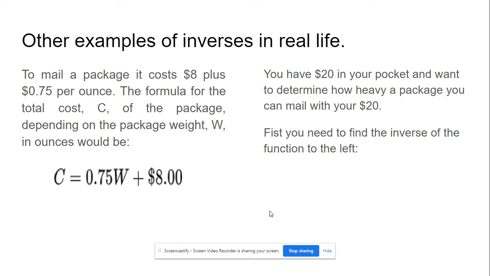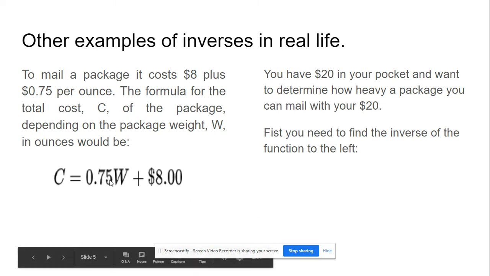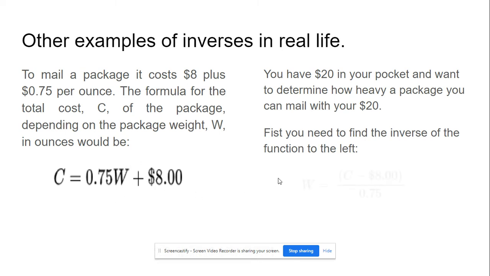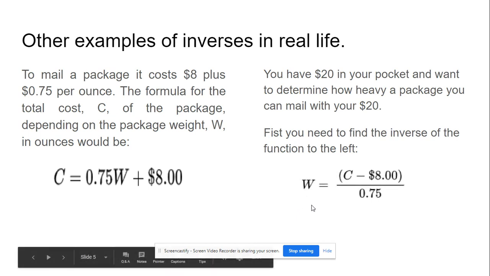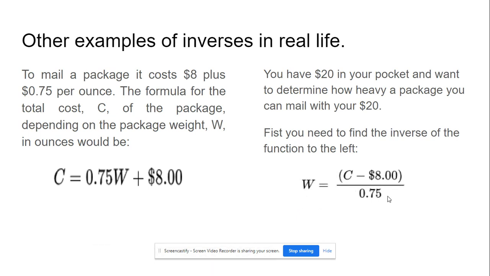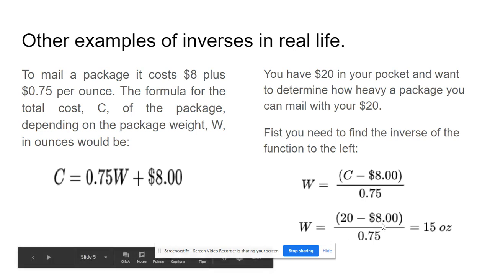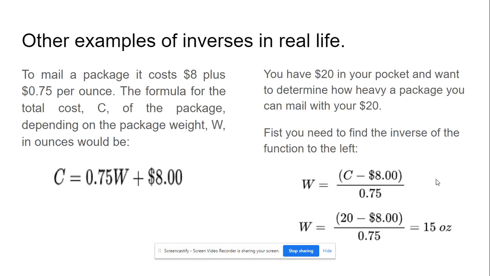Now let's say you have $20 in your pocket and you want to determine how heavy a package you can mail with $20. First thing you're going to have to do is find the inverse of this function. And you get W equals (C minus 8) divided by 0.75. When we plug in $20 for C, we get W equals (20 minus 8) divided by 0.75, which then equals 15 ounces.